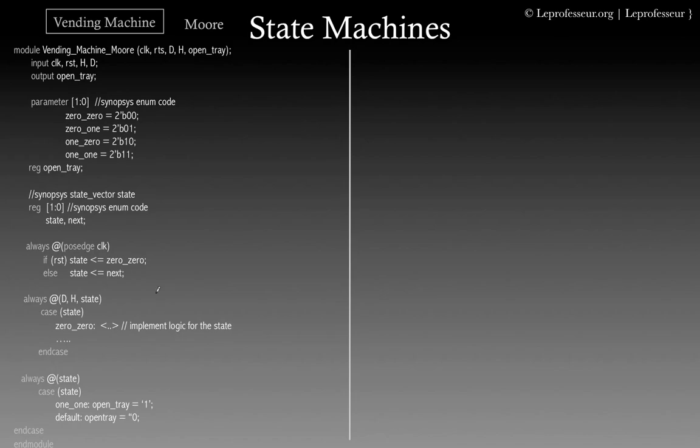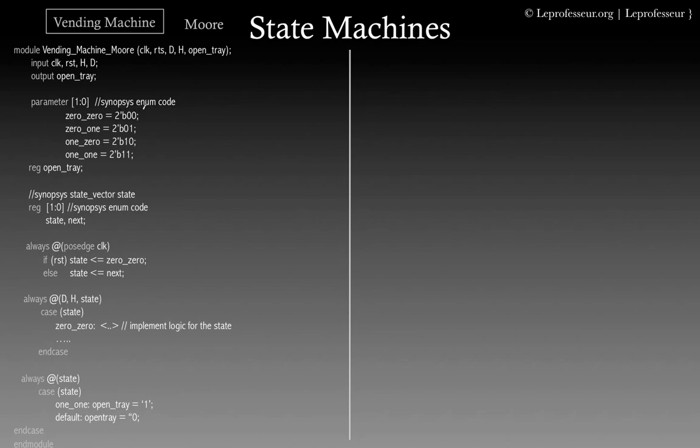So this is a Verilog code for the vending machine, Moore version, and if you are familiar with the Verilog programming language, by default you would be knowing that we need inputs and outputs. So clock, reset, H and D are inputs, and open tray is the output from this machine. Good, so we specified input and output. And now this is important here.